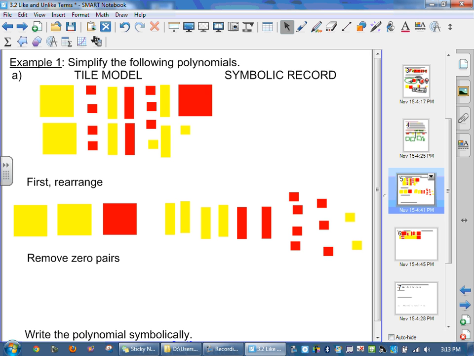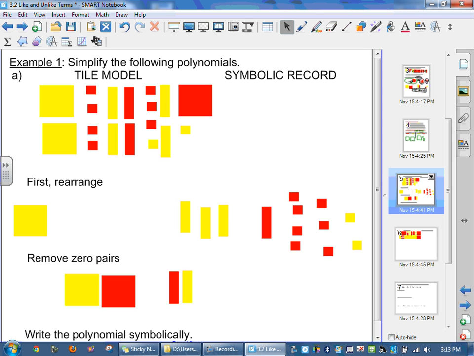The next part says remove the zero pairs. So I'm going to pull down my zero pairs. There's a zero pair. I have a red stick and a yellow stick makes 0. A red stick and a yellow stick makes 0. I've got a red little baby box and a yellow box, and another red box and another yellow box. Whatever you have left over here, the leftovers are your final answer.